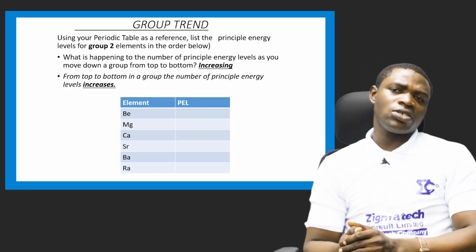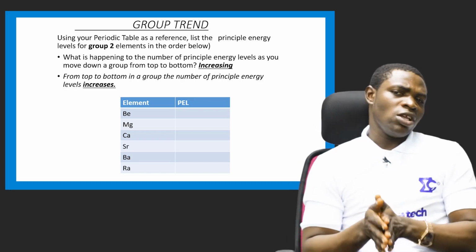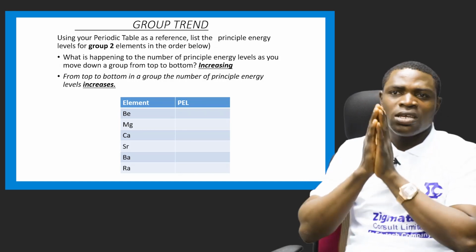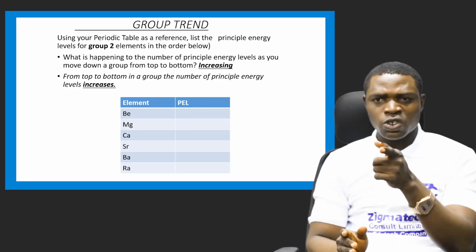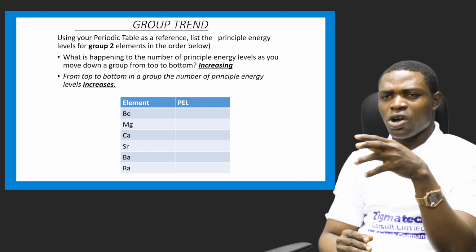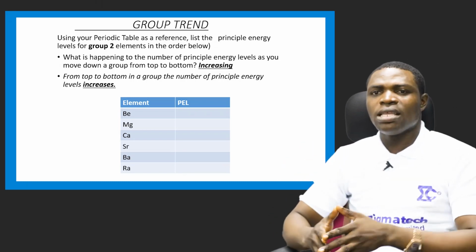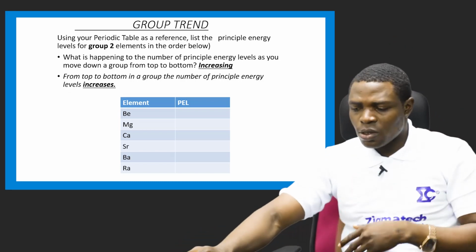So if I ask you, among beryllium, magnesium, calcium, and the rest of them, which one has the highest principal energy level? It's going to be radium, actually, because it is down the group, and there is an increase from the top to the bottom in the periodic table.